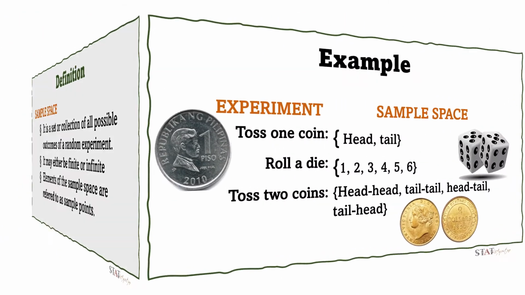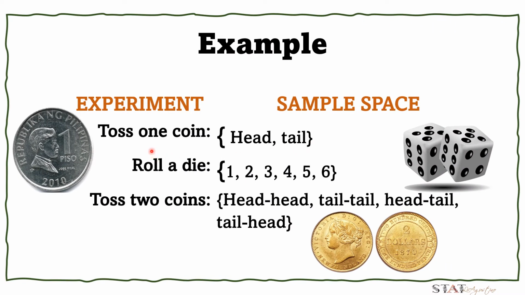Let's have another example. For an experiment in tossing one coin, the possible sample space are head or tail. Also, if I roll a die, you can see the dots in a certain side. It could be 1, 2, 3, 4, 5, or 6. And if I toss two coins, in a first trial I can have head and in the second head, or I can have tail and tail, or I can have head on the first toss and the second toss will be tail, or it could be tail on the first toss and then head on the second toss. So these are examples of a random experiment, and this is also the corresponding sample space.